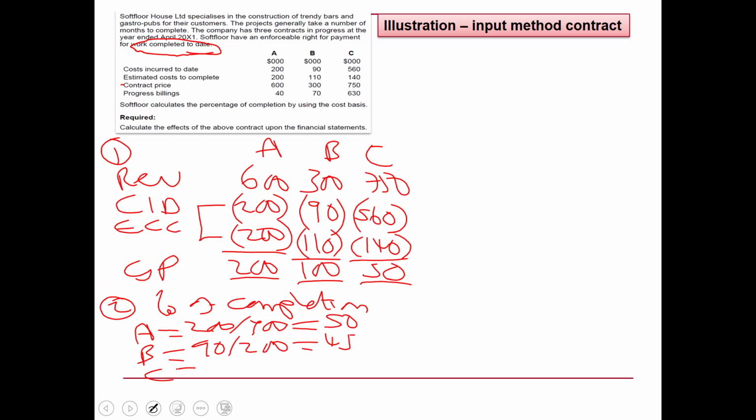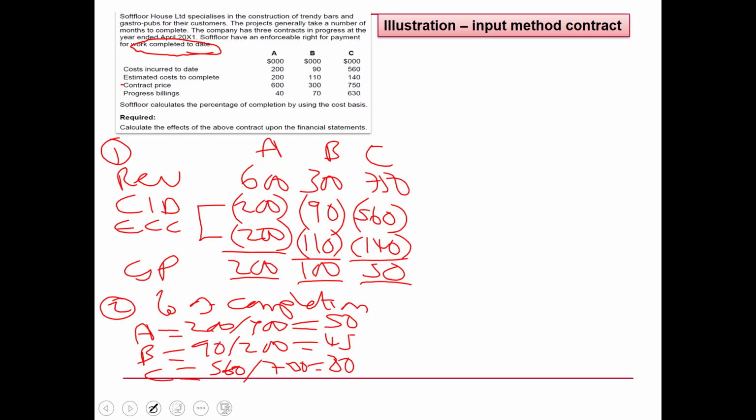Then with regards to C, we have already incurred 560. The total cost to complete is 560 plus 140, which is 700, which means we are 80% through. So we've determined these percentages of completion: 50% for project A, 45% for project B, and 80% for project C.